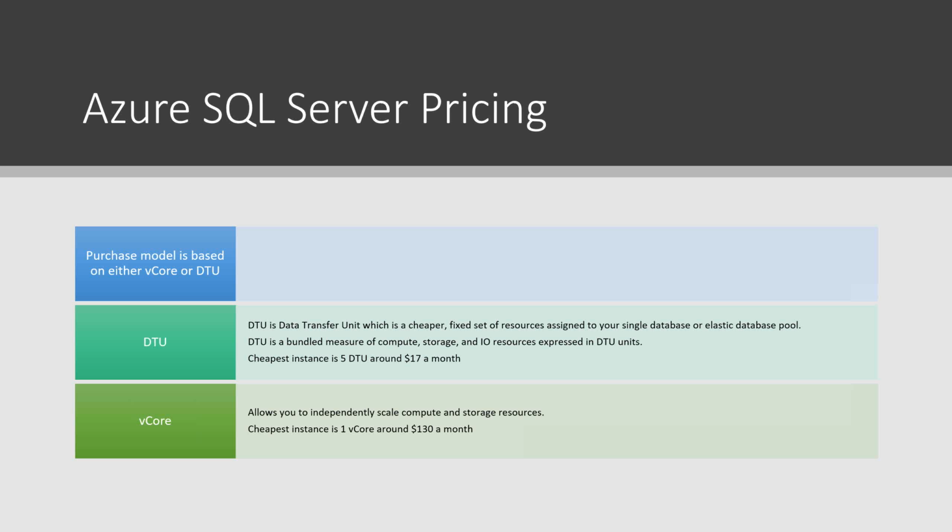So what a DTU is basically it's a bundled measure of storage, compute, and I/O resources expressed in DTU units. So the cheapest instance that Azure has is 5 DTU, which works out to about $17 a month for a single database, which would be the cheapest SQL Server price that you can get up there. When you move to vCore, these allow you to independently scale compute and storage resources. So the cheapest instance is 1 vCore, which actually works out to around $130 a month.